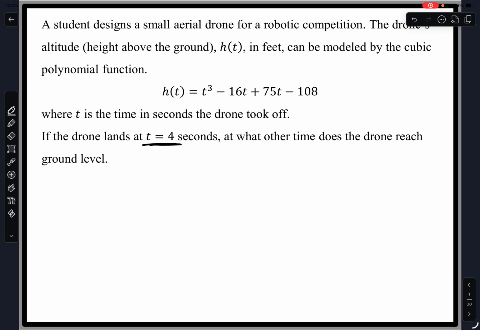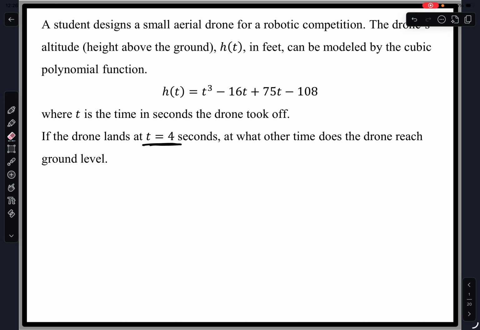In this video, I'm going to go over a problem similar to the one in homework. The scenario here is the student designs a small aerial drone for a robotic competition, and the drone's altitude, the height, which is represented by h of t in feet, can be modeled by this cubic polynomial h of t. Now, t here represents the time in seconds that the drone took off.